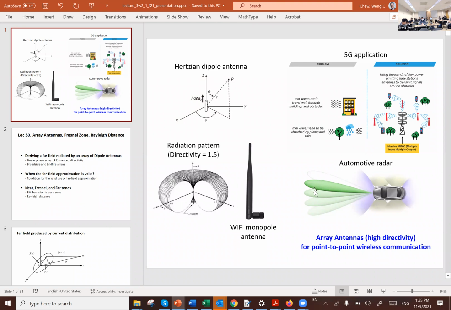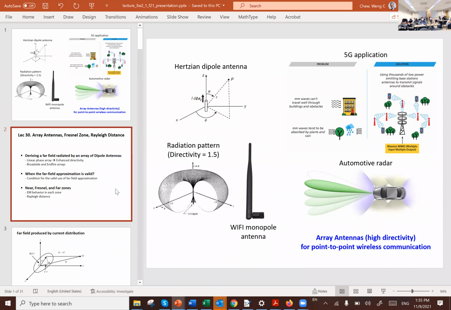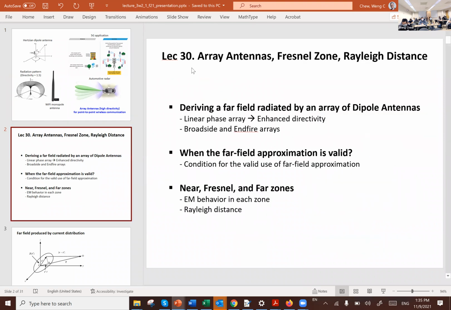You can also have automotive radar. For instance, most cars have that now, both in the front and the back, so that we can avoid collision with other vehicles around us. So we're going to look at antenna arrays, which is chapter 30 of the lecture notes. We're also going to look into the Fresnel zone and the Rayleigh distance.